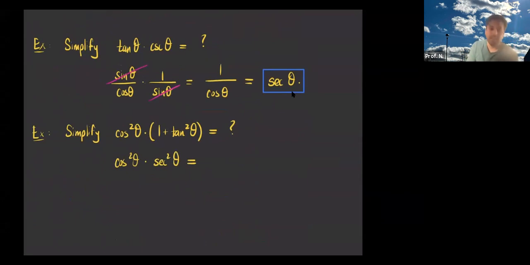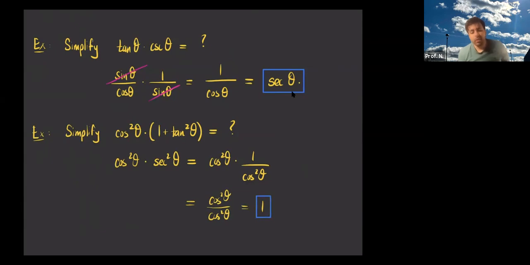But what is secant squared theta? It's 1 over cosine squared theta. So cosine squared theta times 1 over cosine squared theta is cosine squared theta over cosine squared theta, which equals 1. So what did I just show? I showed that cosine squared theta times 1 plus tangent squared theta really reduces to 1.